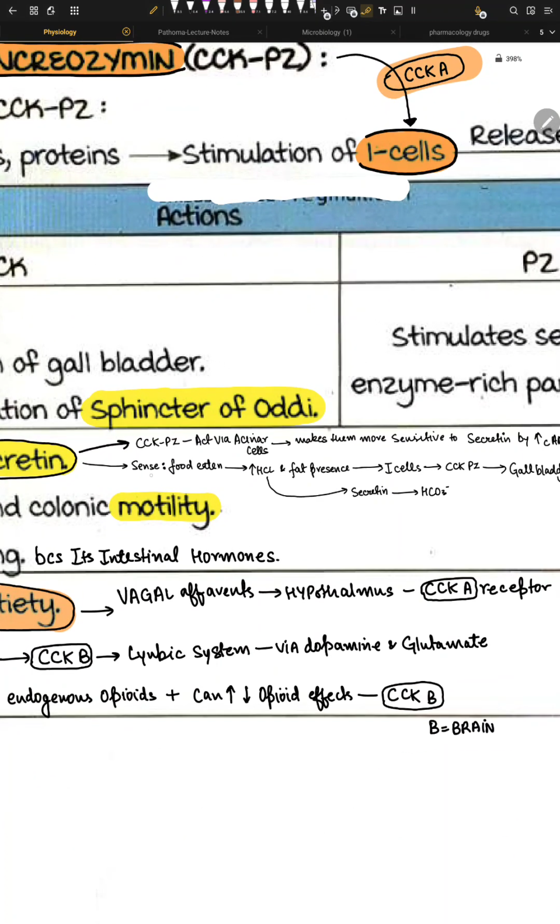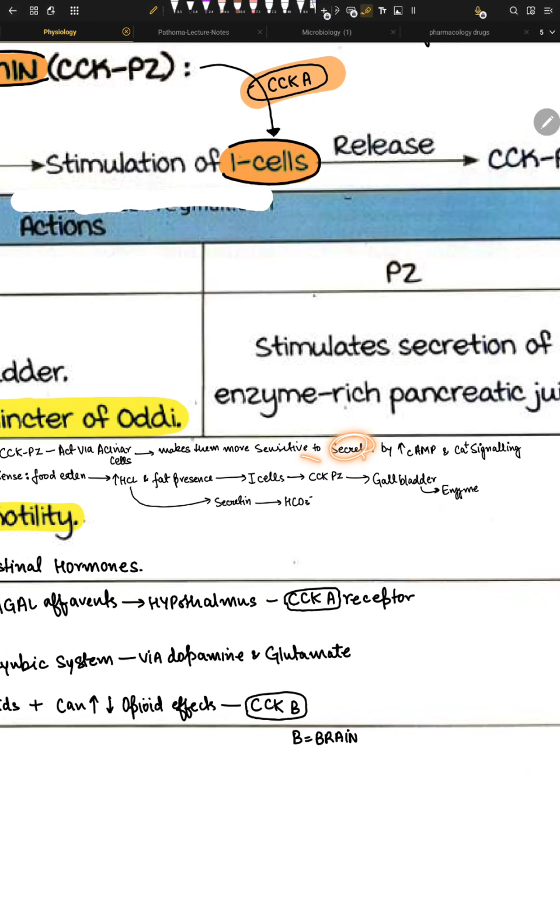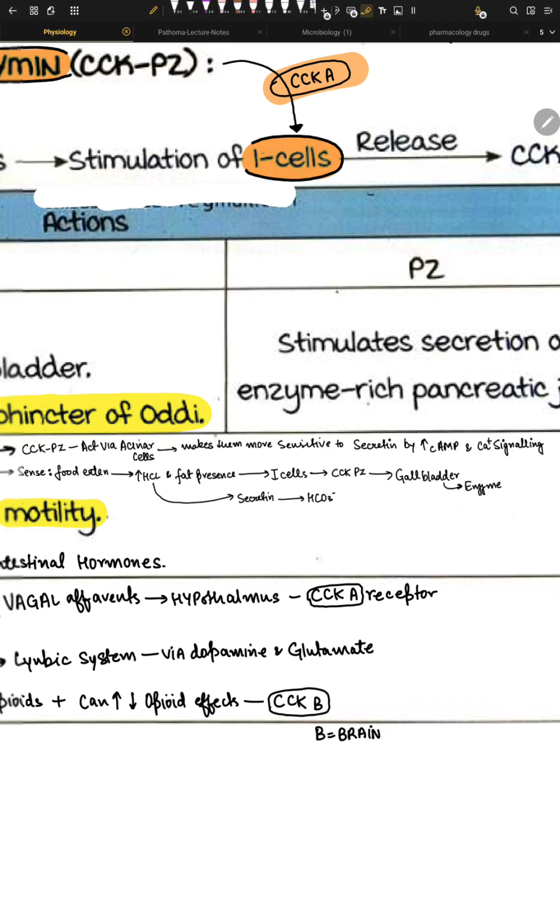How? Because what happens here is that this CCKPZ acts via acinar cells. Acinar cells are exocrine glands that produce a lot of saliva and a lot of exocrine hormones, right? We'll talk about what they make. So CCKPZ acts on these acinar cells. It makes them more sensitive to secretin by increasing the cAMP levels and increasing the calcium signaling, right?